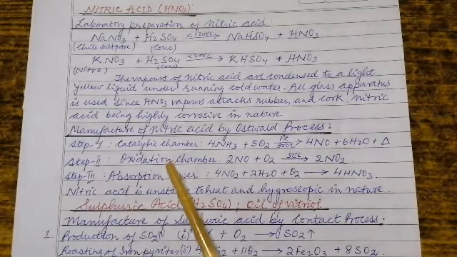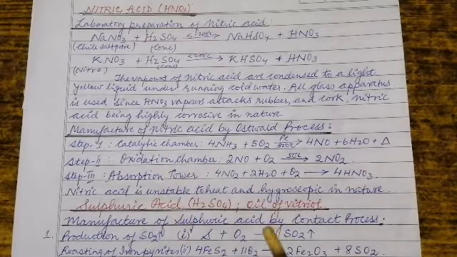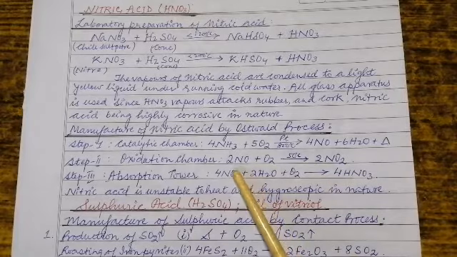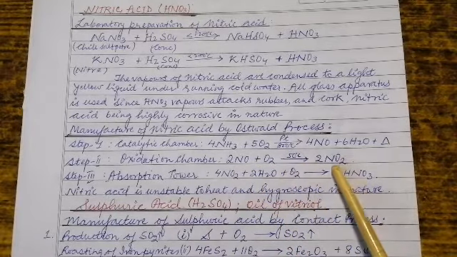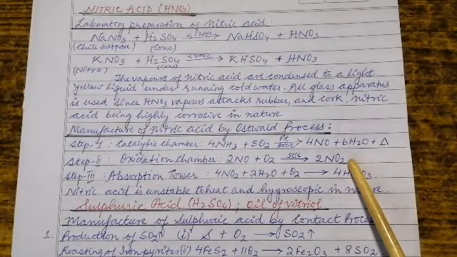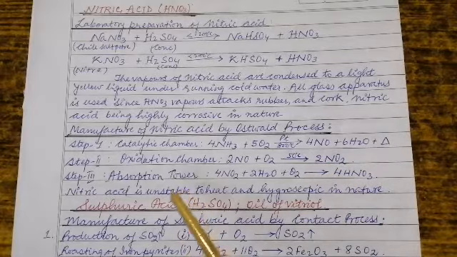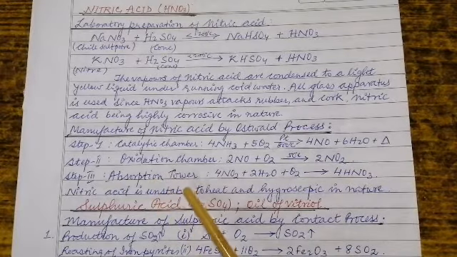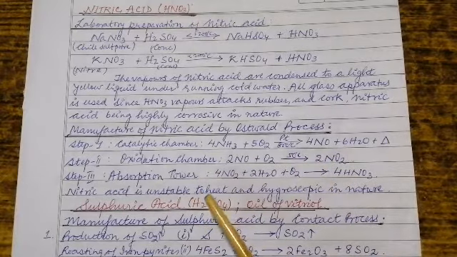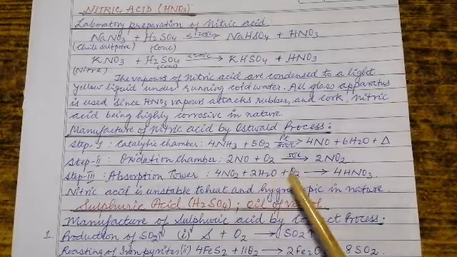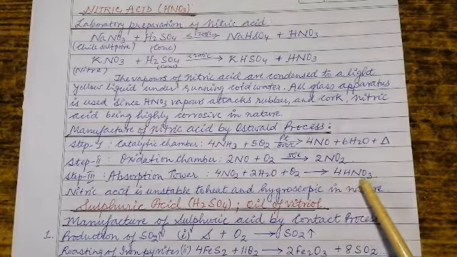Second step is taking place in the oxidation chamber. Nitric oxide is being oxidized at a temperature of around 50 degrees Celsius to produce nitrogen dioxide. And the third step is taking place in the absorption tower. You are dissolving this nitrogen dioxide gas in water in presence of oxygen to produce nitric acid.